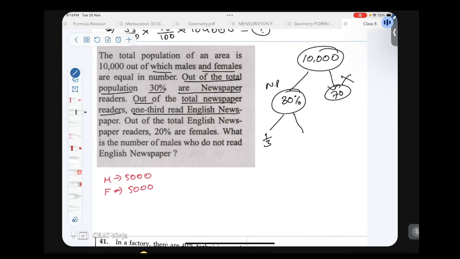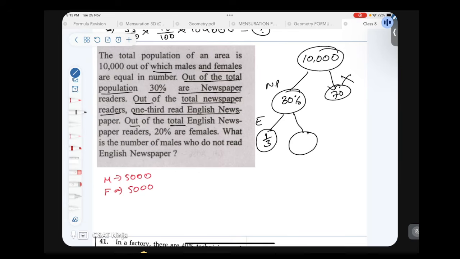You can write it any way, okay? I'll just write this way. One third reads English newspaper. So which means the other groups are reading another newspaper. It's not mentioned here, so I won't go there.